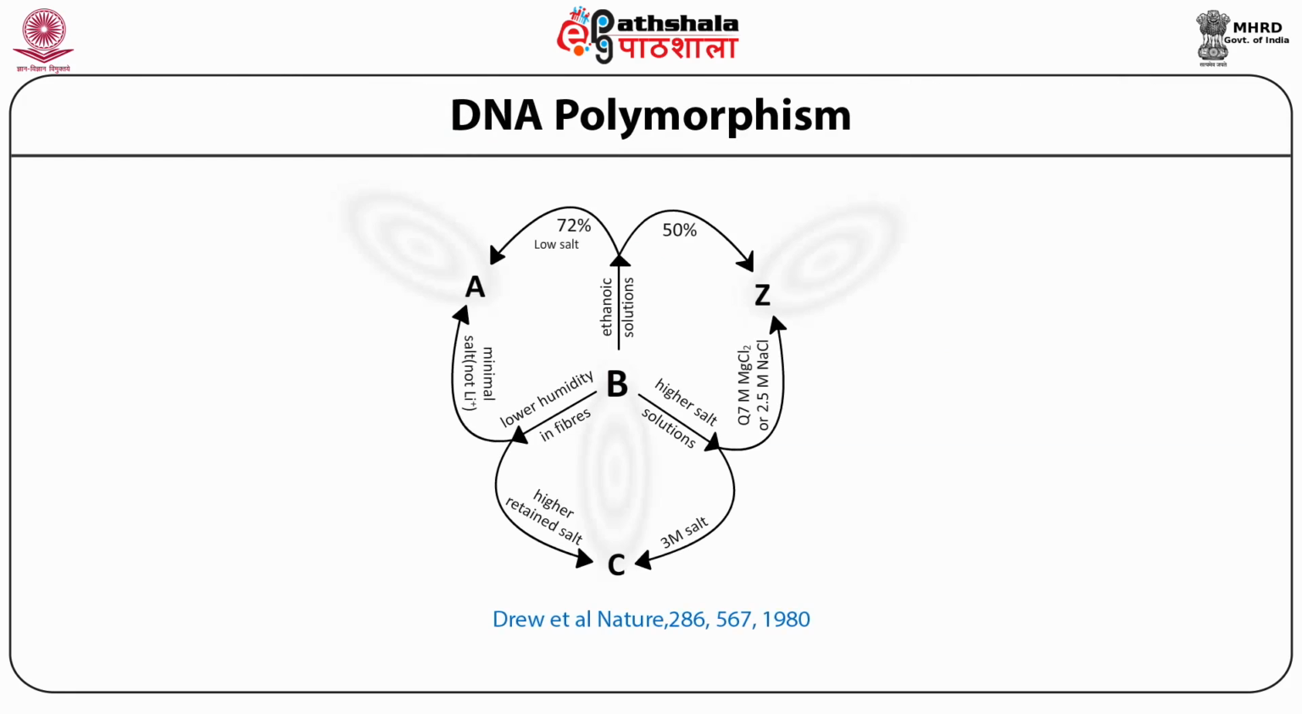I show you diagrammatically how DNA polymorphism is expressed. The figure is by Drew from a Nature paper, and it shows how with the change of salt concentration, the B form can go to C form, or Z form can go to Z dash, A form can go to A dash, or B form can go to C dash.